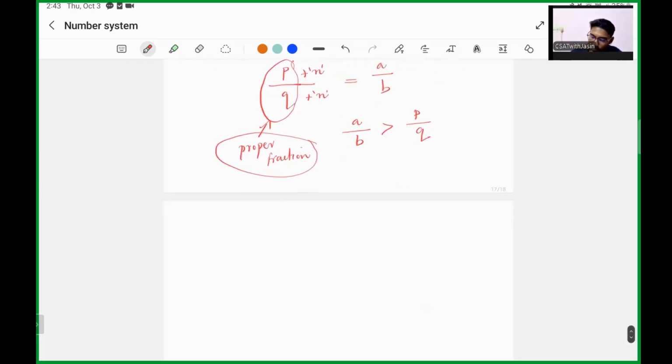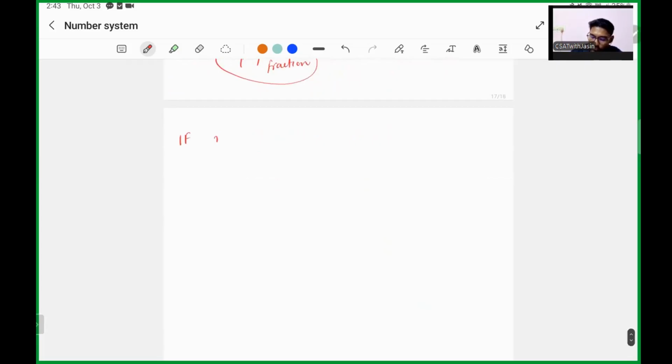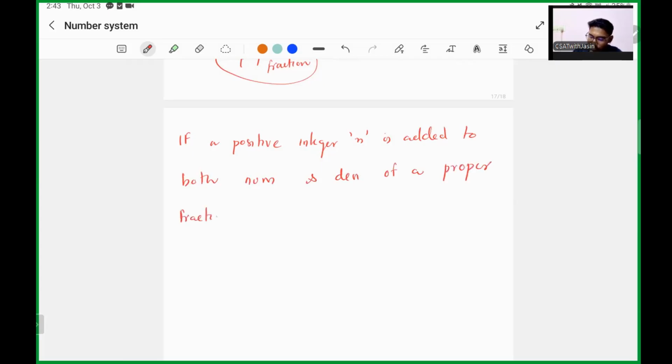So I will again tell you one thing. Just write this down. If a positive integer n is added to both numerator and denominator of a proper fraction. This is important. Okay, proper fraction. Then the resulting fraction will always be greater than the initial fraction.